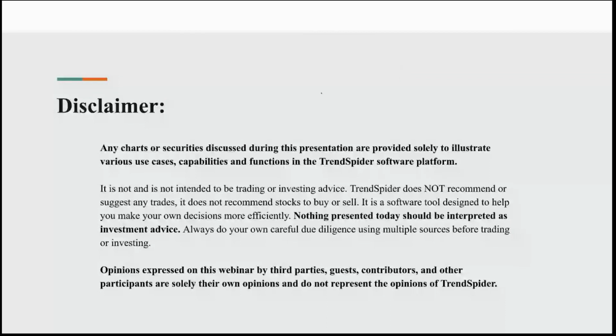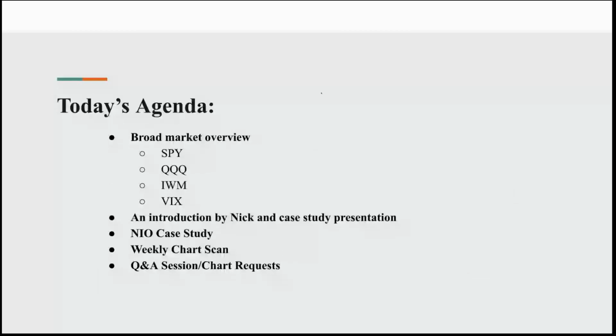And we will go over the agenda really quick. First we are going to jump into the broad market. I'm going to do a little bit of a broad market overview, and Nick's going to give his commentary as we go through that. Then I'll hand it over to Nick to introduce himself a little more, as well as do a case study on a couple different charts he's been looking at. We do have a Neo chart that was interesting last week using the anchored volume profile that I wanted to talk about. Then we'll do a couple chart requests at the end, and also tell everybody how they can become an affiliate if you want to help spread the word about TrendSpider.